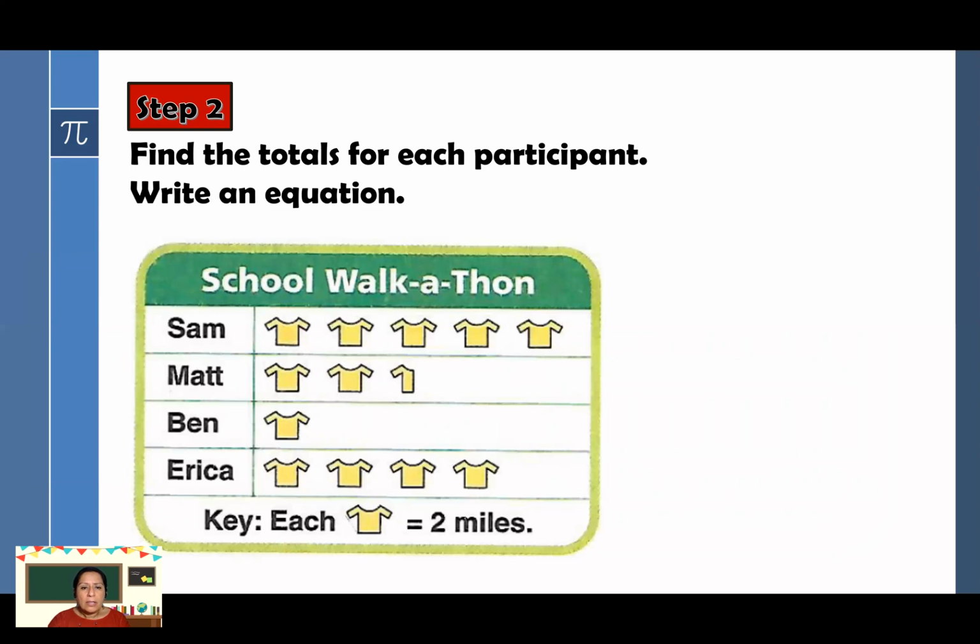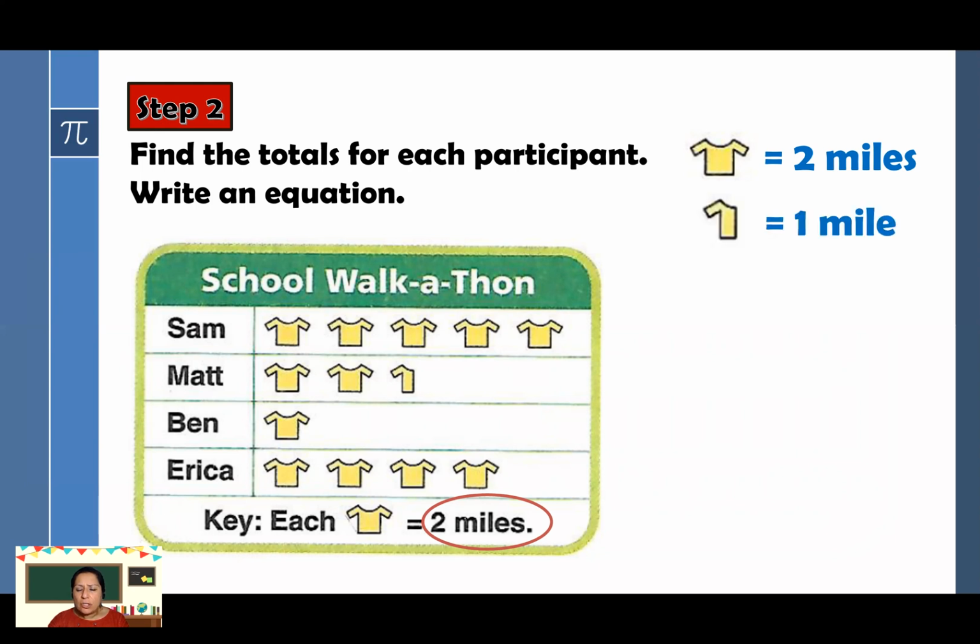So here is the pictograph, and I know that each t-shirt is 2 miles. So I'm going to represent it here. And I notice that some of the pictures are incomplete. We have a half t-shirt. So by looking at the picture, I can tell that a half t-shirt is going to equal only 1 mile. Now I notice that Sam has 5 t-shirts, and each one is worth 2 miles.